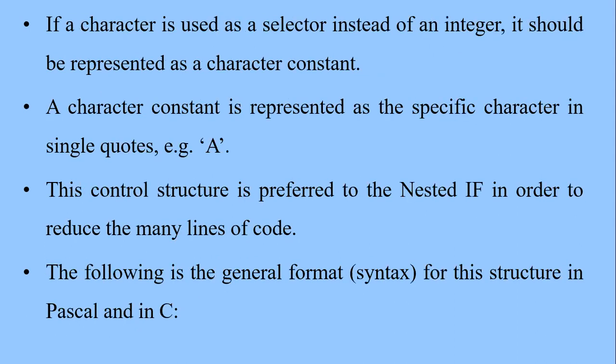If a character is used as a selector instead of an integer, it should be represented as a character constant. A character constant is represented as the specific character in single quotes, for example, 'A'. This control structure is preferred to nested if in order to reduce the many lines of code. The following is the general format or syntax for this structure in Pascal and in C.